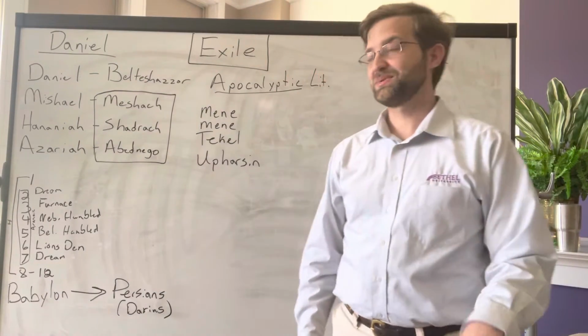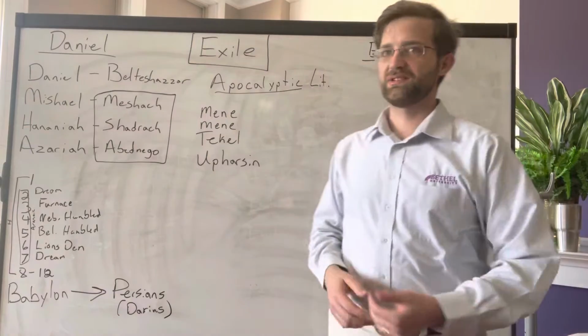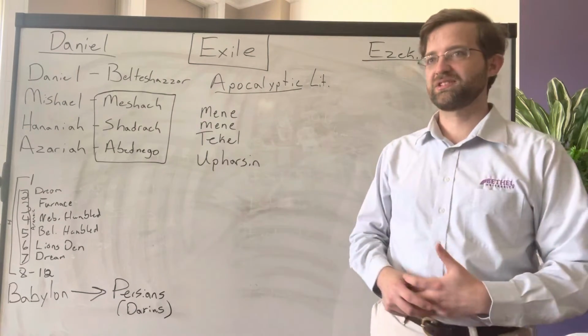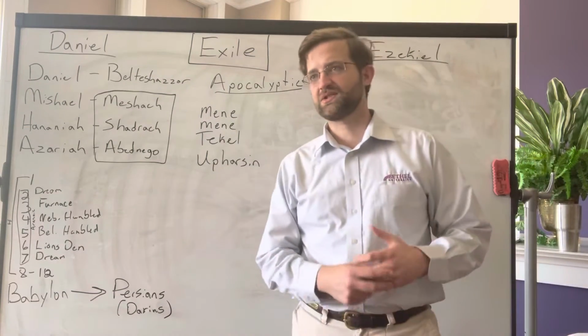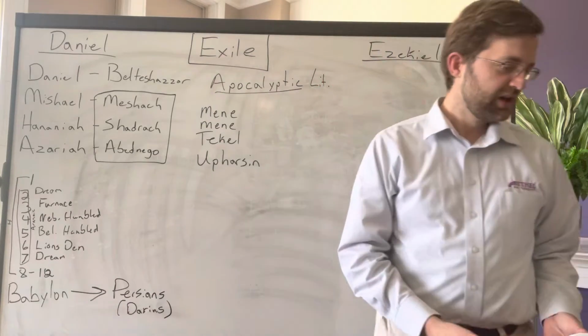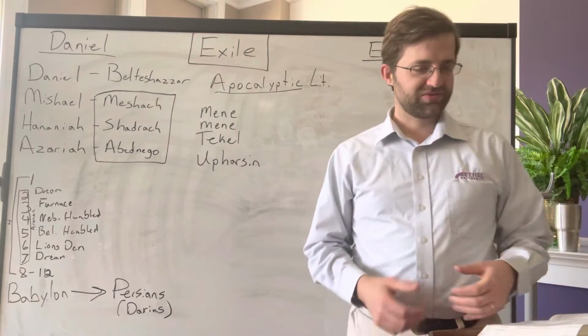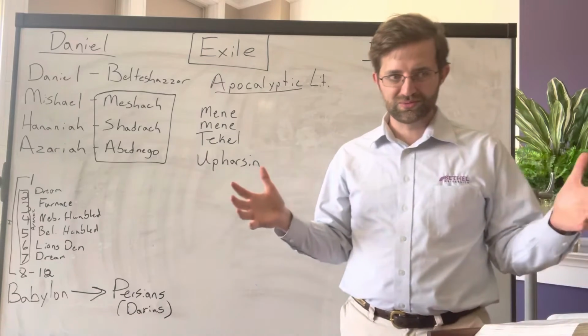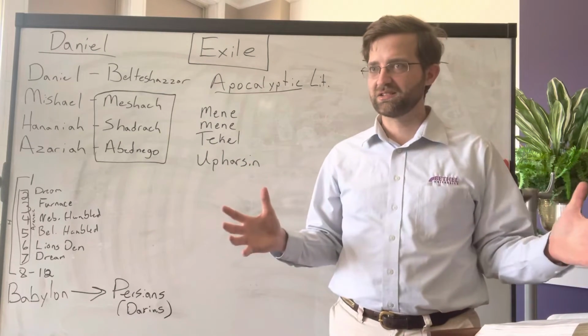My goal today was to get through Daniel and Ezekiel, but in the last class I managed only to get through Daniel with like 5 minutes to spare, so probably we're only doing Daniel today. But we've been through the history of the divided kingdom, right?